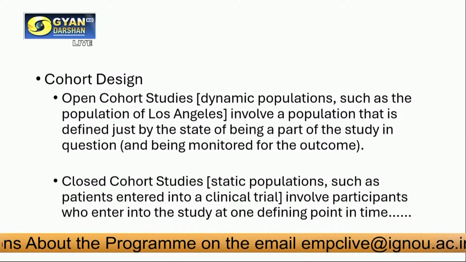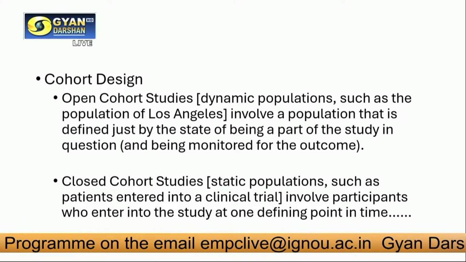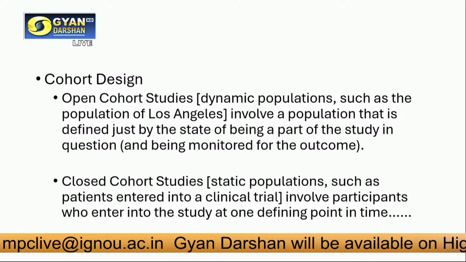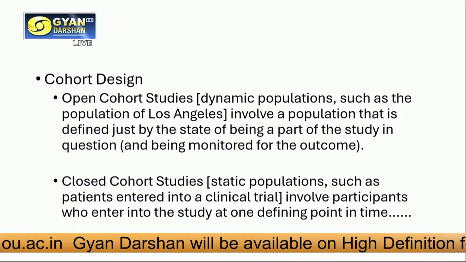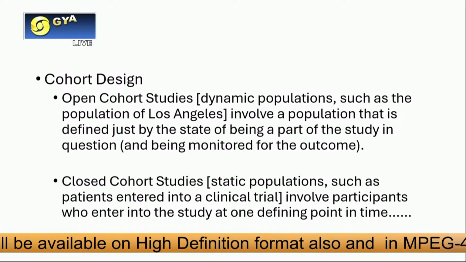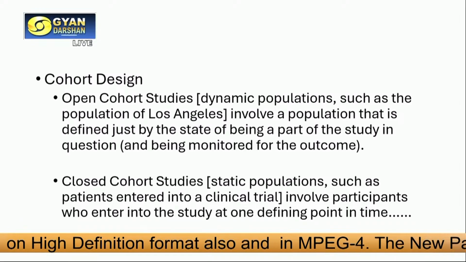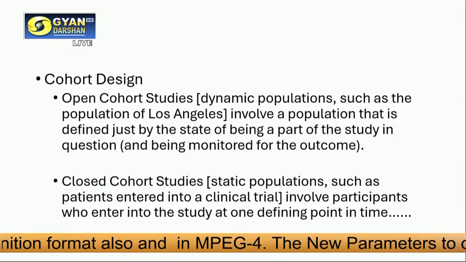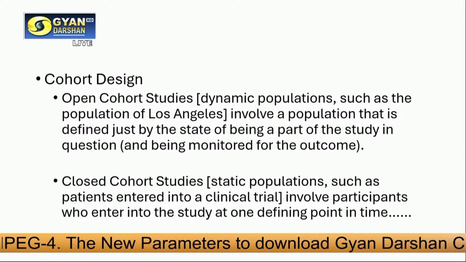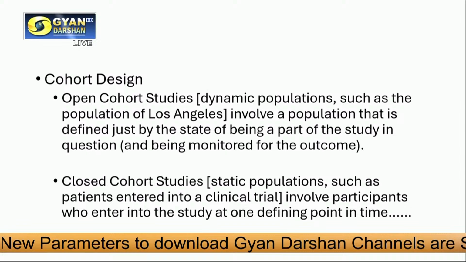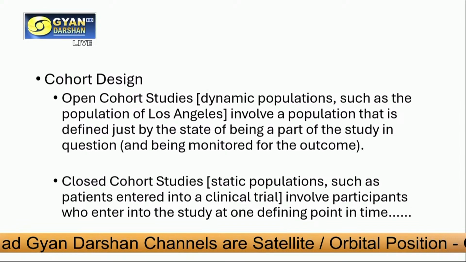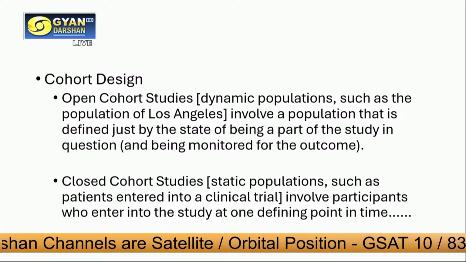Open cohort studies study a dynamic population, such as the population of any state, involving a population that is defined just by the state of being a part of the study in question. So it can study the population. The same population can be monitored, but not necessarily that it is open, which means not necessarily a limited number of the population could be studied for this particular design.